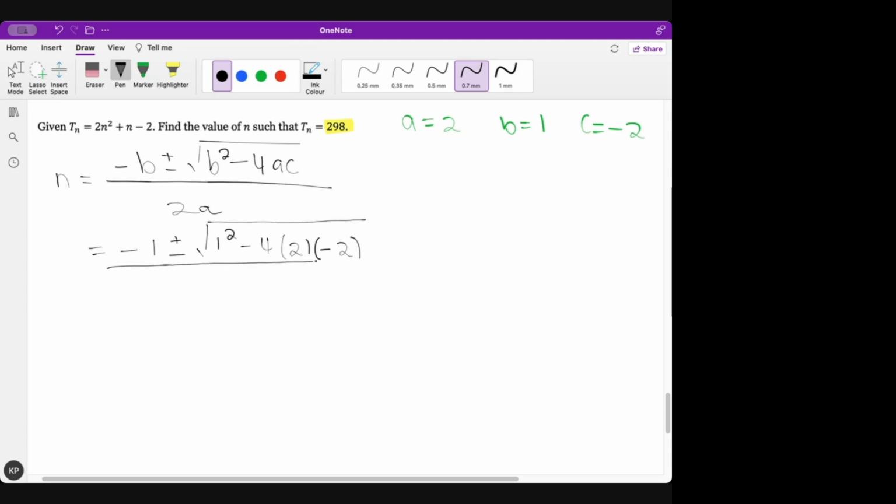Now this one looks funky again. Oh no, it's 9, it's fine. So negative 1 plus or minus, 4 times 2 is 8, 16. And my brain just switched off. And that is positive.